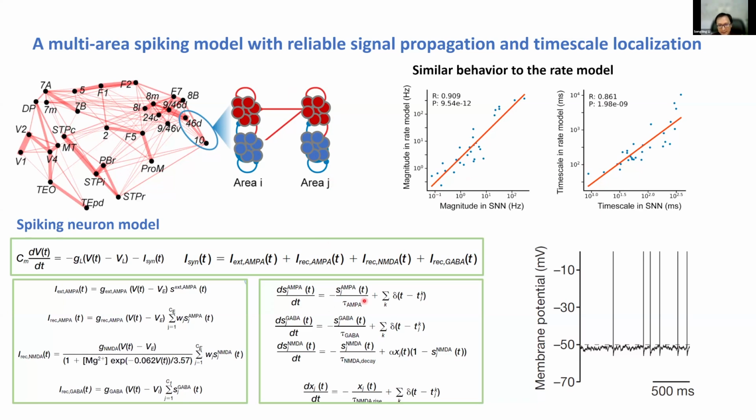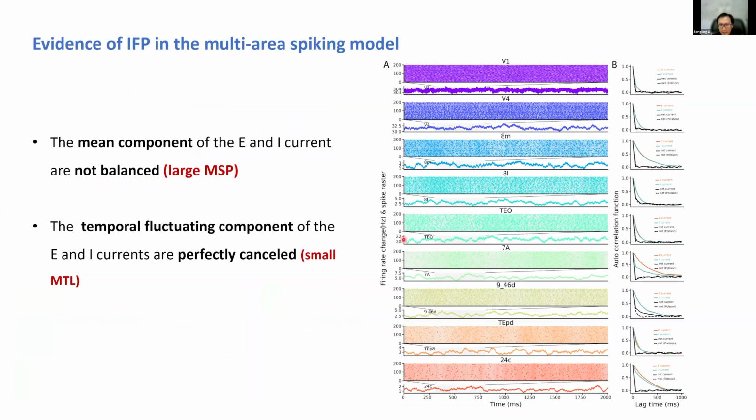And then we selected a few areas to see that indeed, when V1 receives some white noise drive, they show different time scales. And if you compute the autocorrelation function, we can see that the E and I inputs have a very slow time scale from the upstream area, but the net input has a very fast time scale because the temporal part cancels with each other, but the mean component is not canceled, so that signal can still propagate along this pathway.